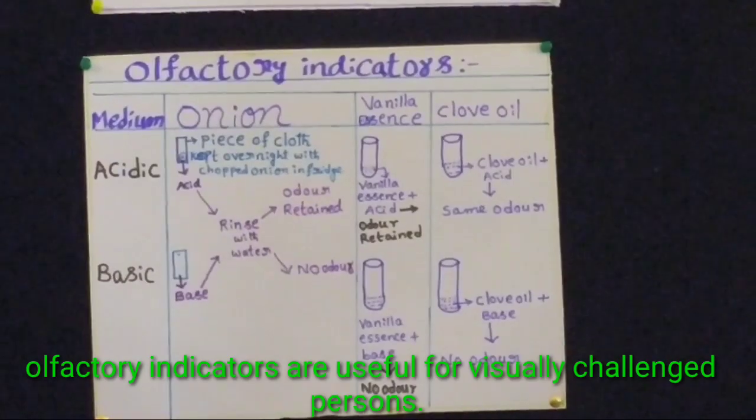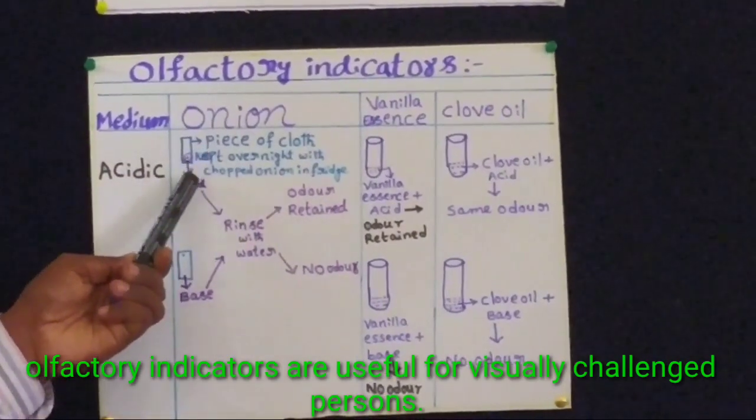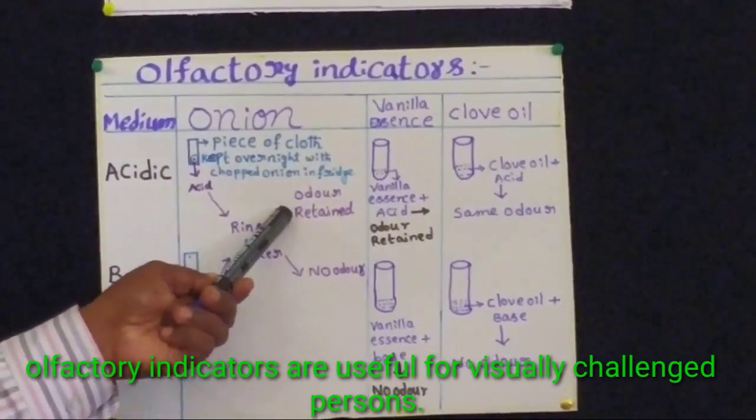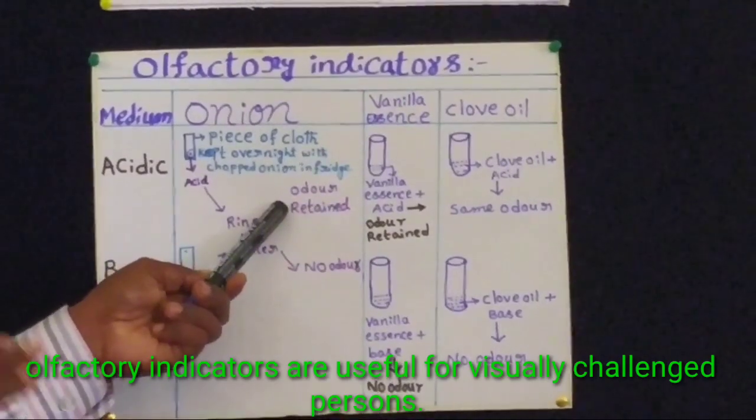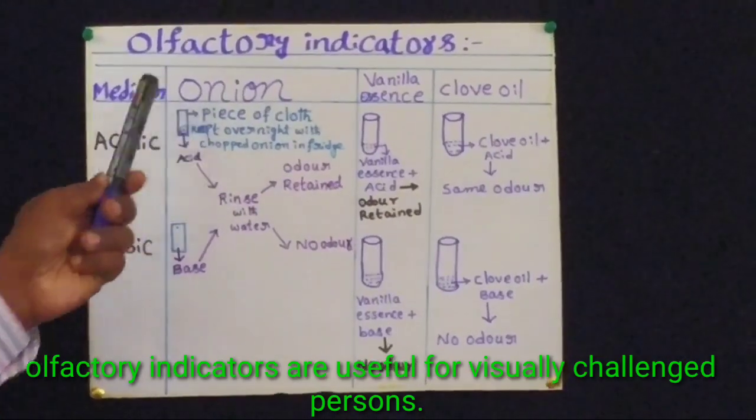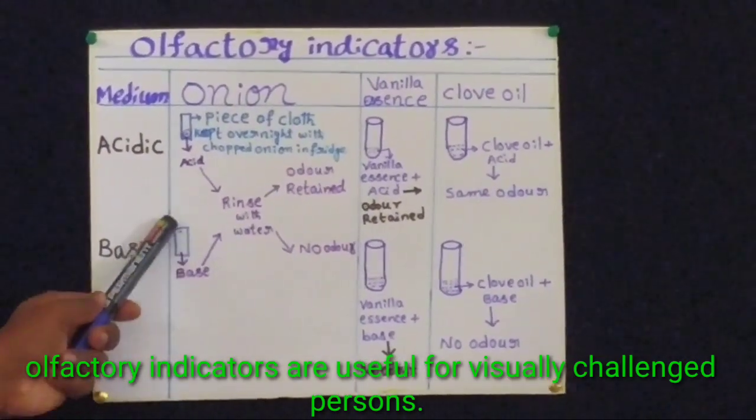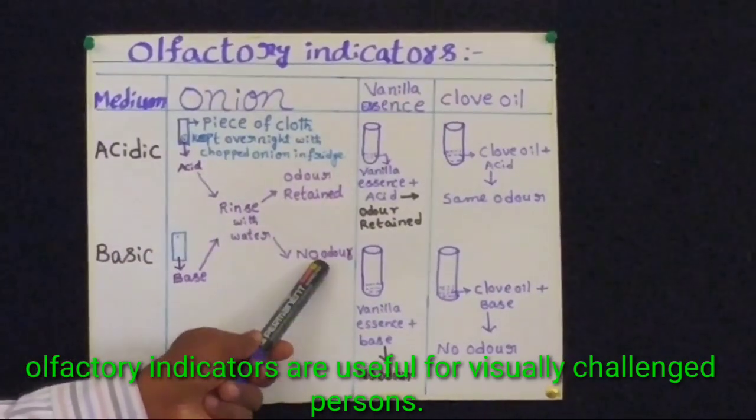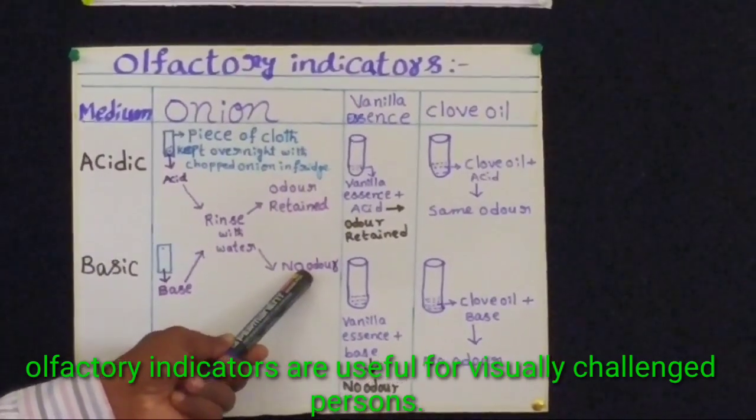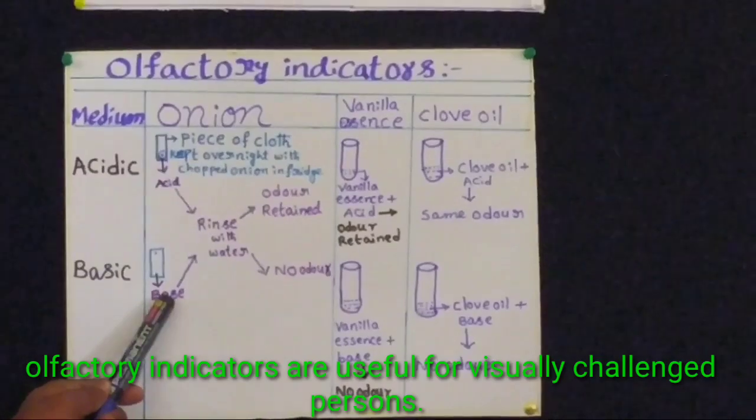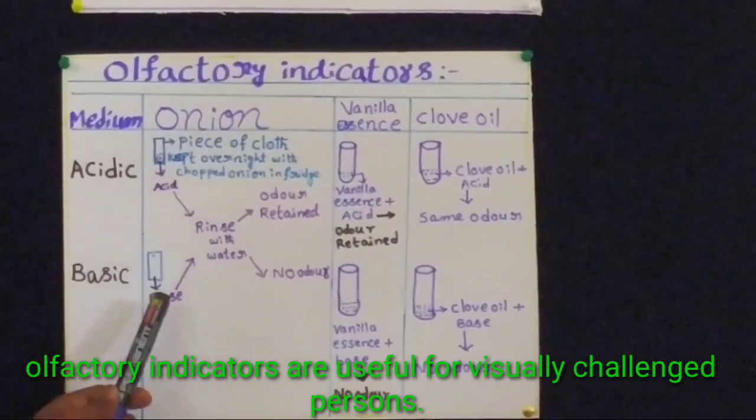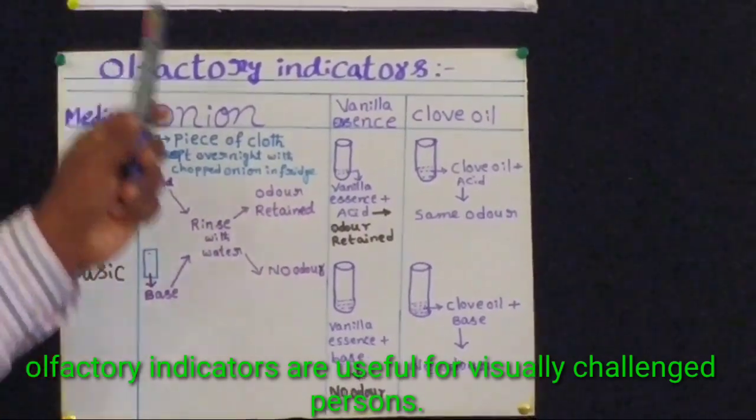What change do we notice? The acid-dipped piece of cloth does not change its odor. That means the onion smell remains when acid is added to the cloth. When the cloth is dipped in base, it changes its odor. That means the onion odor cannot be recognized when the cloth is dipped in a base. In this way we can recognize acid and base by odor.